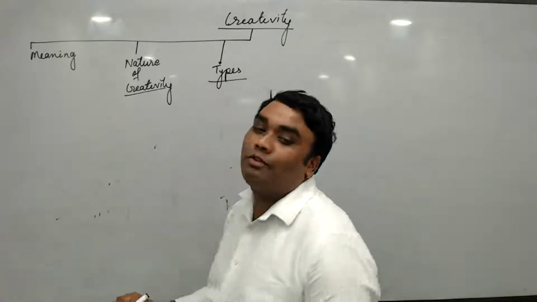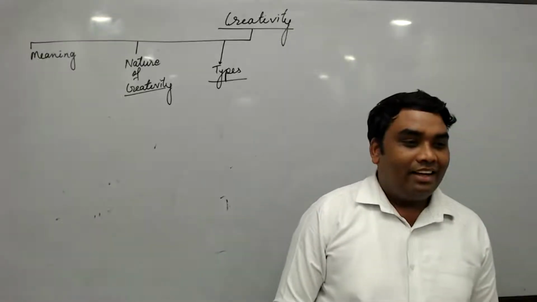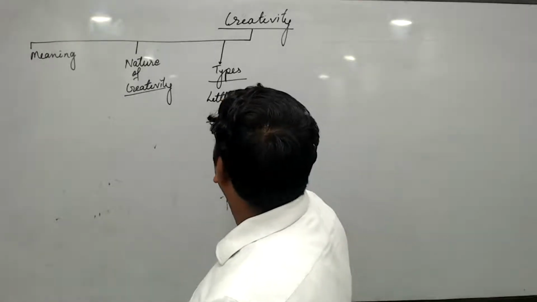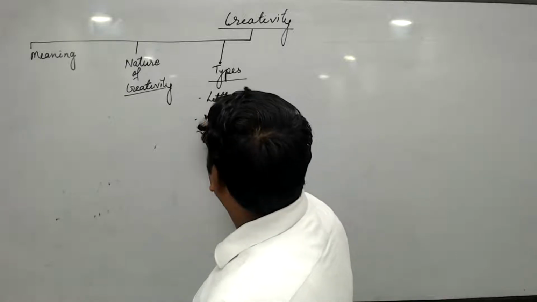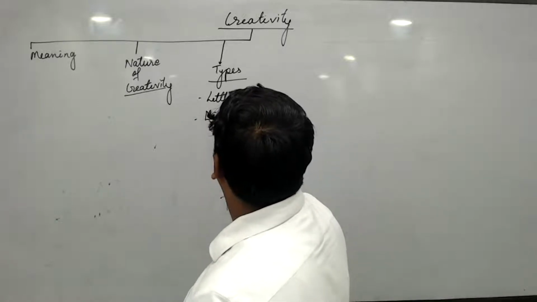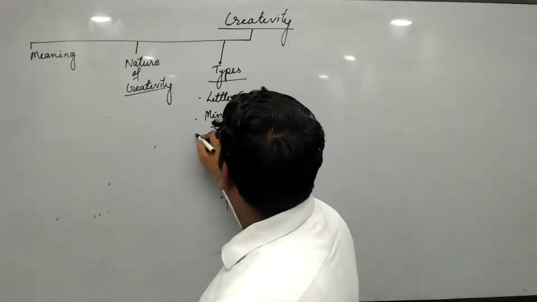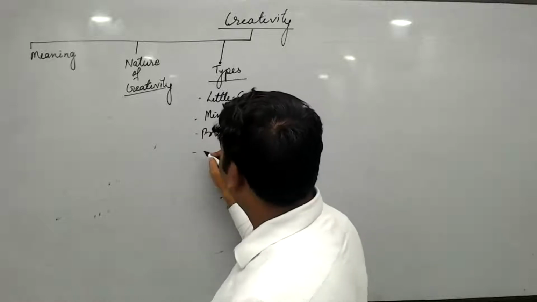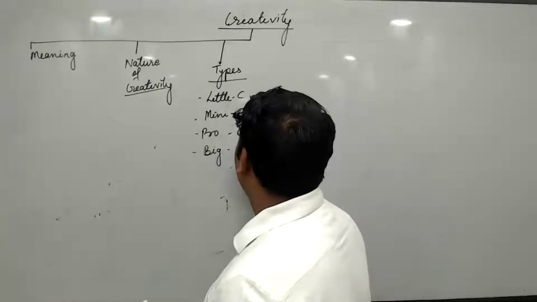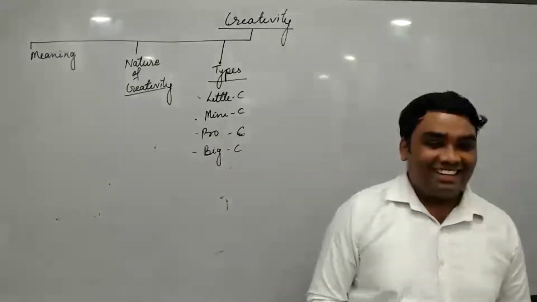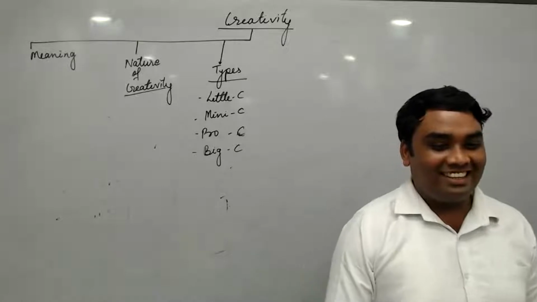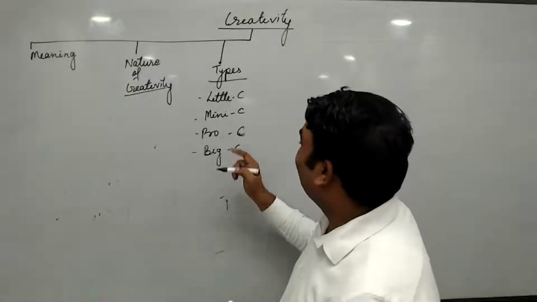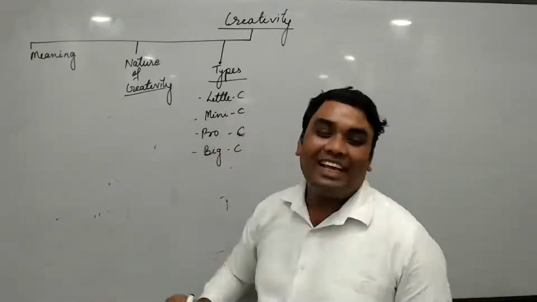There are 4 types of creativity. That is little c, as well as mini c, pro c, and as well as big C. Very nice. I hope you have studied from a very good teacher. So here are little C, mini C, pro C.